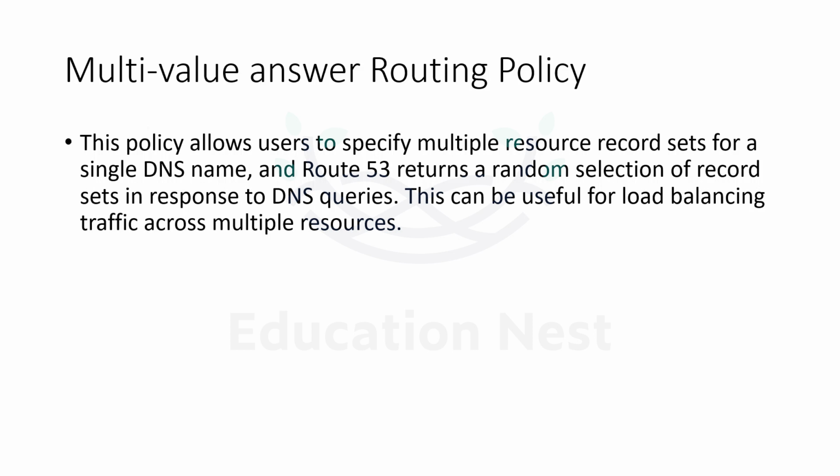So here only the resources which are healthy would receive the traffic. This can be useful for load balancing the traffic across multiple resources, though it is not a substitute for a load balancer. But the ability to return multiple health checkable IP addresses is a way to use DNS to improve availability and load balancing. So for one resource, you would have multiple IP addresses here.